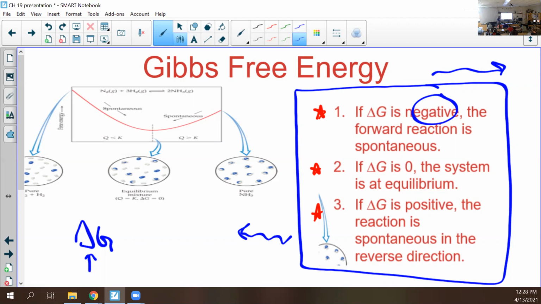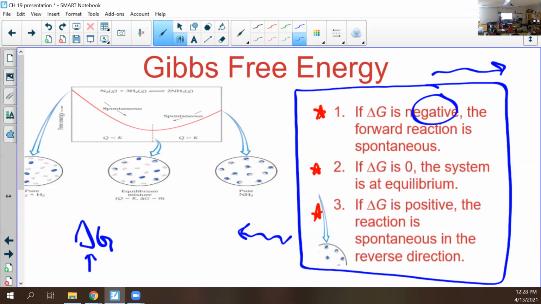Now, spontaneity for some things is affected by temperature. Rusting is not. Rusting will always happen spontaneously. The rate might slow if it's cold, but it still rusts. But the question about the freezing of ice, whether that is spontaneous or not, that delta G is temperature dependent.